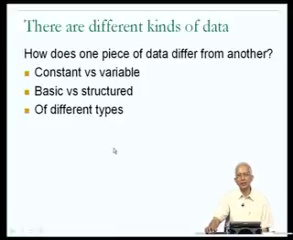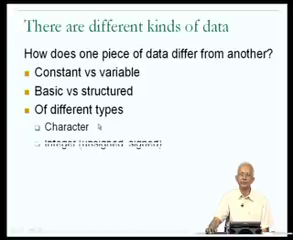Now another way in which different data can differ is that data could be of different types. For example, I could have a variable x which is of type integer, another variable y which is of type float, another variable z which is of type character. These are different types. And we understand more or less what it means to be of a different type. We know examples of the different types: character, integer, unsigned or signed, and real.